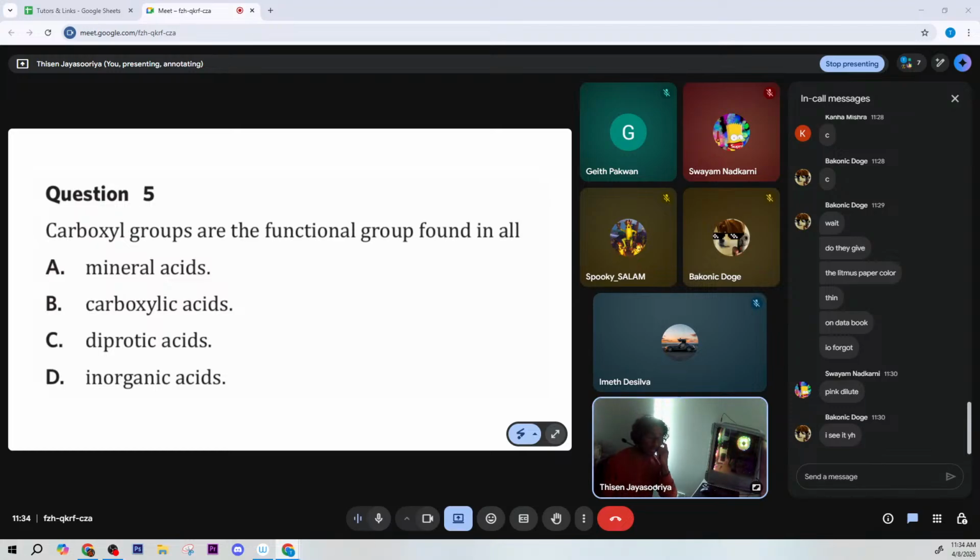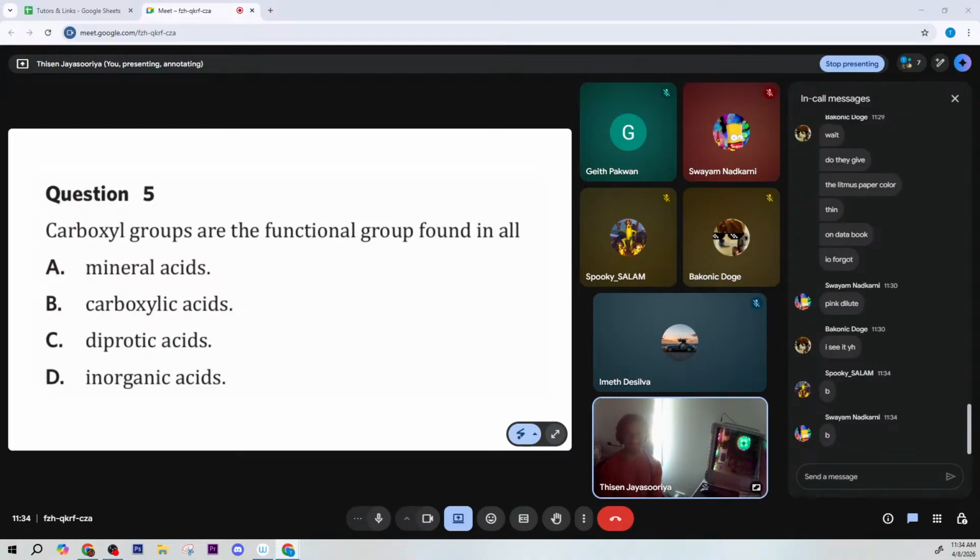So here, carboxylic groups are the functional group found in mineral acids, carboxylic acid, diprotic acid, or inorganic acids. Which one do you guys think? This one should be straightforward. Joe, Blessing, Emeth? Do we also think it's B? Yeah, B.